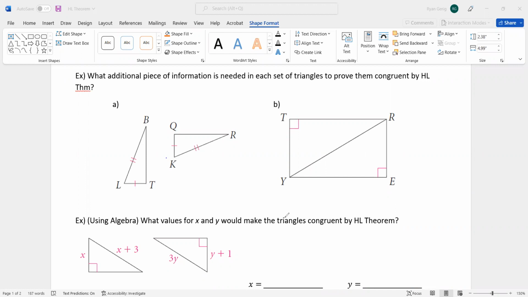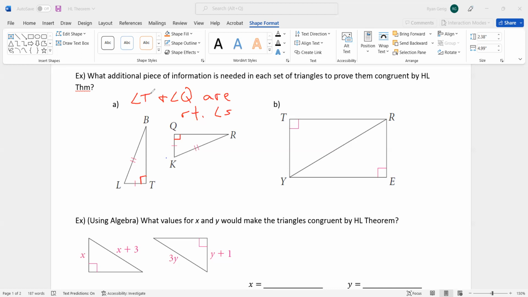So we would need to know that angle T and angle Q are right angles. If they're equal, it doesn't tell me anything, but we have to know that they are right angles. If they're equal, and that's all we know, then that's ASS, and that's bad. They wouldn't prove anything. But if they're right angles, now we have HL theorem.